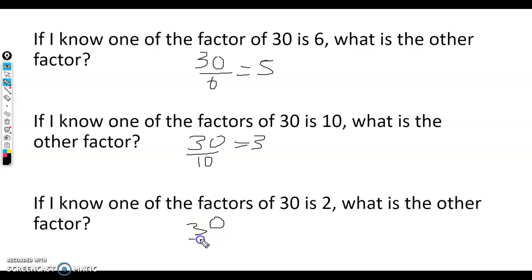If one of the factors of 30 is 2, you would tell me the other is 15. So if we're given a factor, we can divide to figure out what the other factor is. So we are given 30. If we divide by the one factor we know, we find the unknown factor. This is what the next section is about.